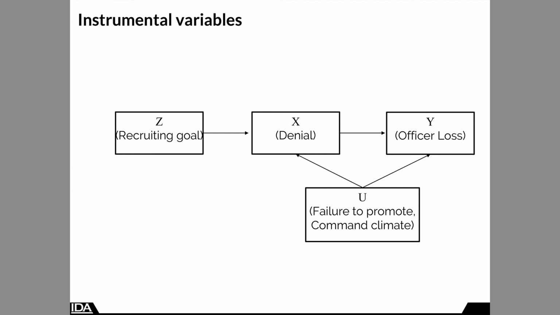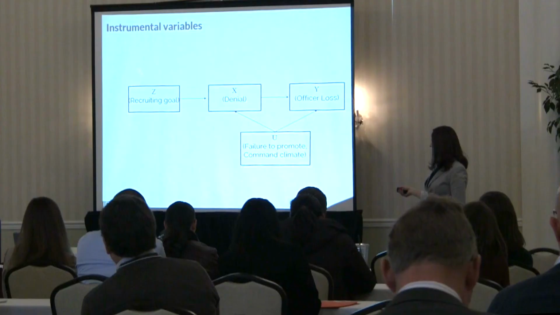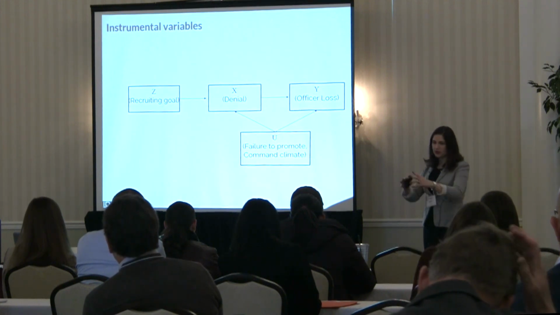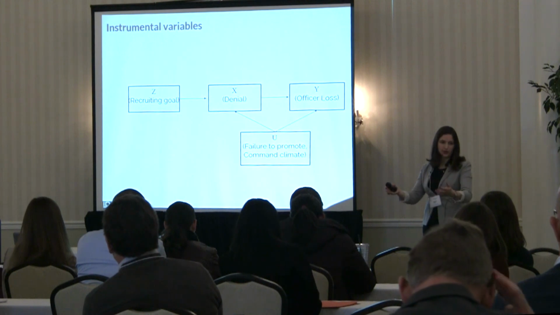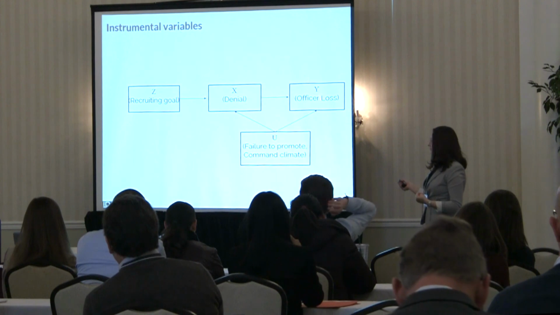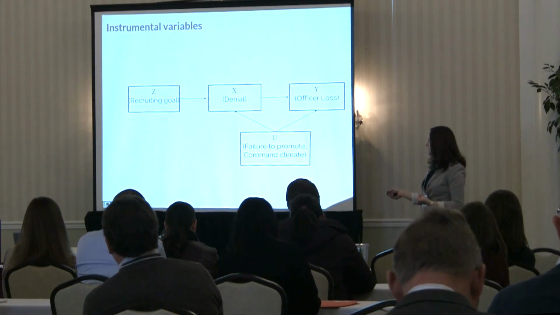And so in our case, I was trying to think of an instrument for a lateral transfers problem. In our case, maybe the recruiting goal. So the recruiting goal in the Navy, for that community, might tell you if that community is looking for people, if it's severely undermanned, or maybe it's overmanned, or if it's in high demand, or something along those lines. And so it's certainly correlated with the officers getting denied or not. If that community is generally overmanned, they're probably not looking for more. Maybe somebody's more likely to get denied. But it's not correlated with an officer's loss. And so that's a good instrument here.